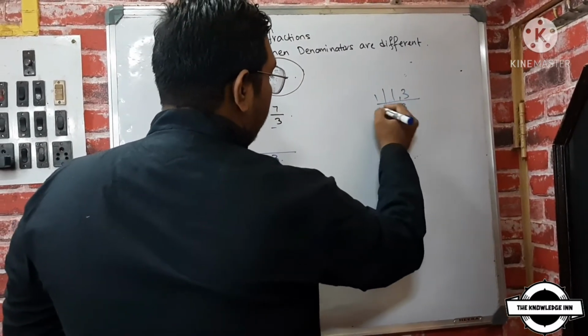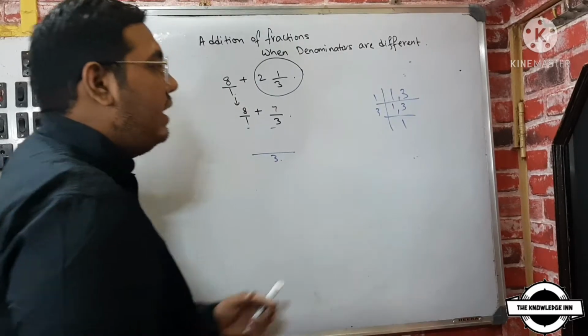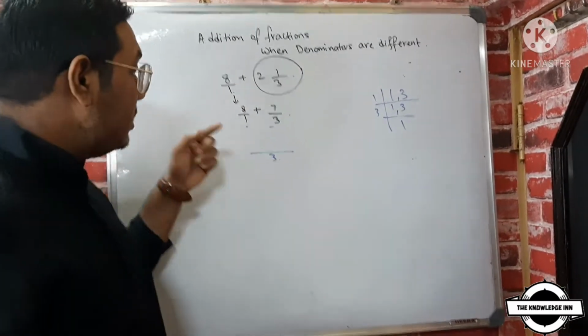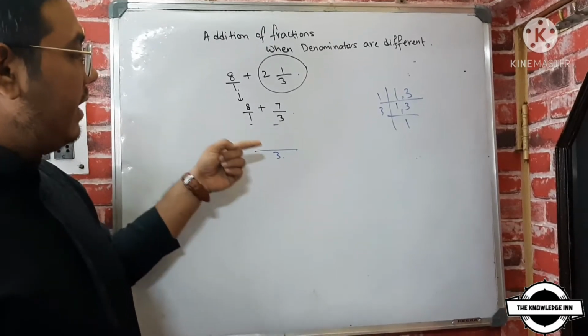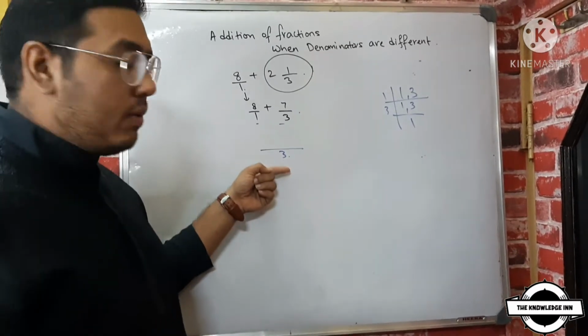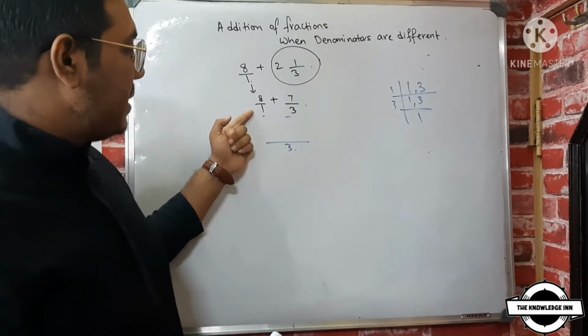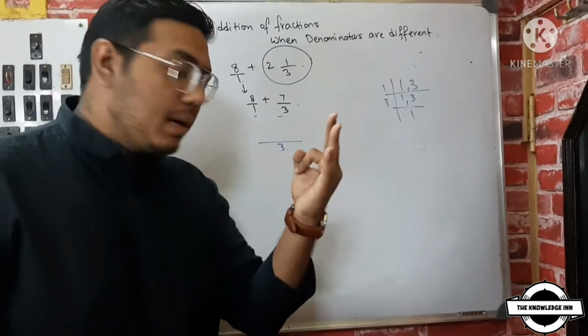1 times 1 is 1, and 3 times 1 is 3. So 3 ones is 3, and we got the LCM as 3. Now what was the step? The step was that the first denominator will be divided by the LCM, and whatever the answer comes will be multiplied with the numerator. So in the 1 times table, 3 will come how many times? 3 will come 3 times.